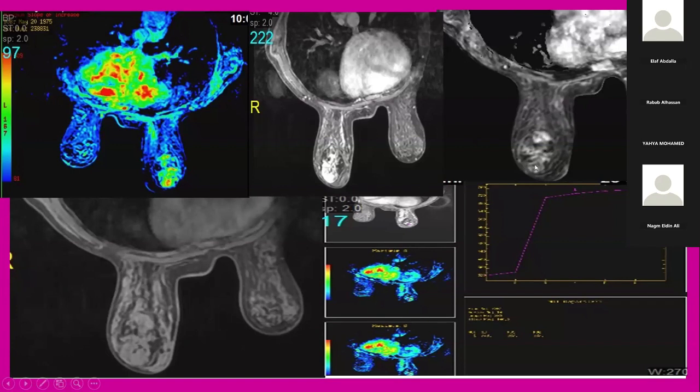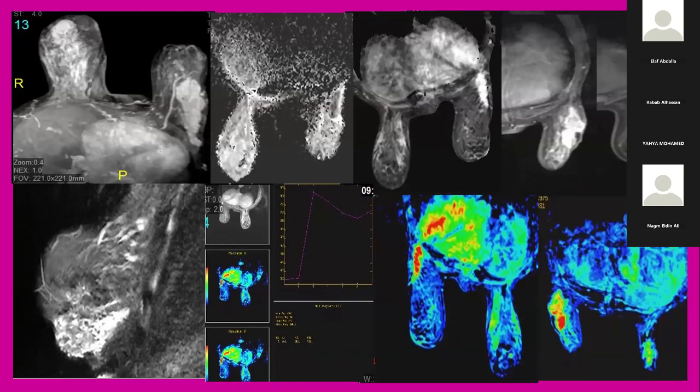On STIR and post-contrast, this was fat suppressed on the fat-sat image, and the glandular portion intensely enhanced on the post-contrast image. Here, this is with predominantly plateau kinetics. Though a few small patches of washout are seen within the lesion, it was predominantly type 2 kinetics.